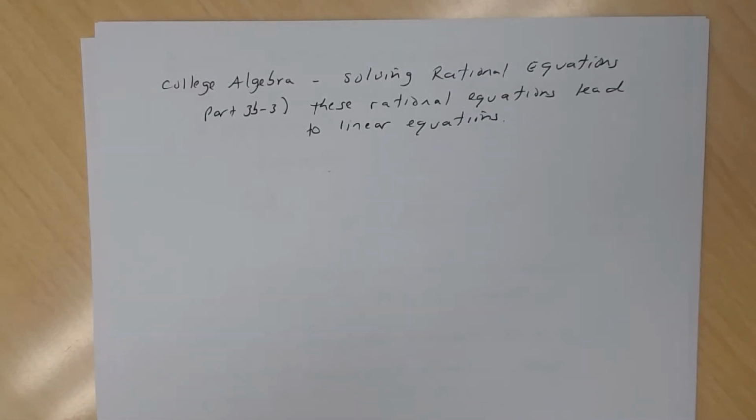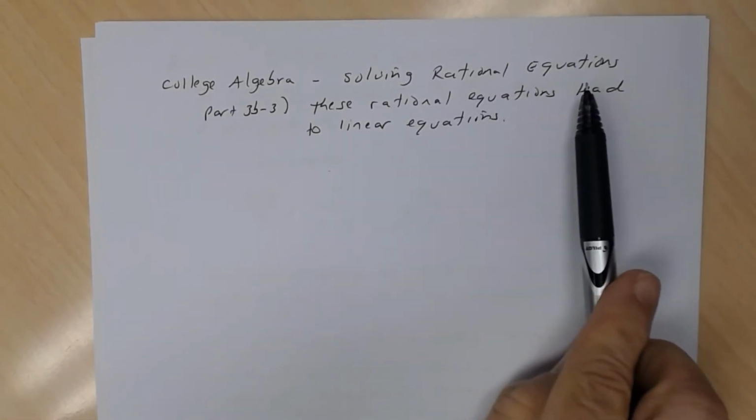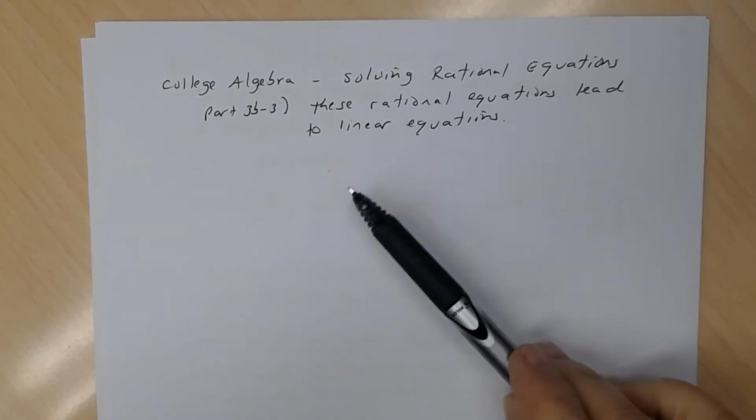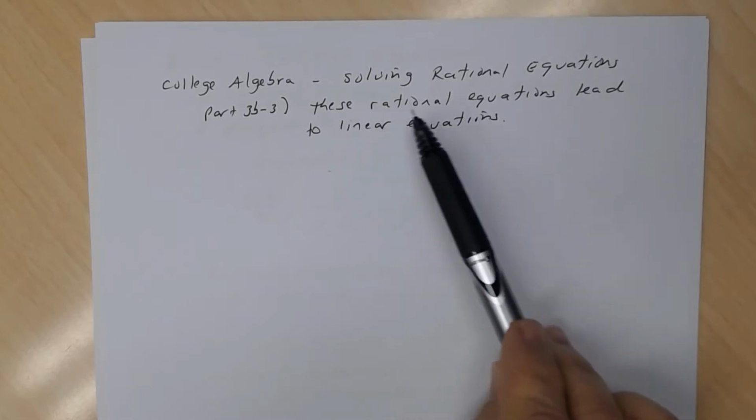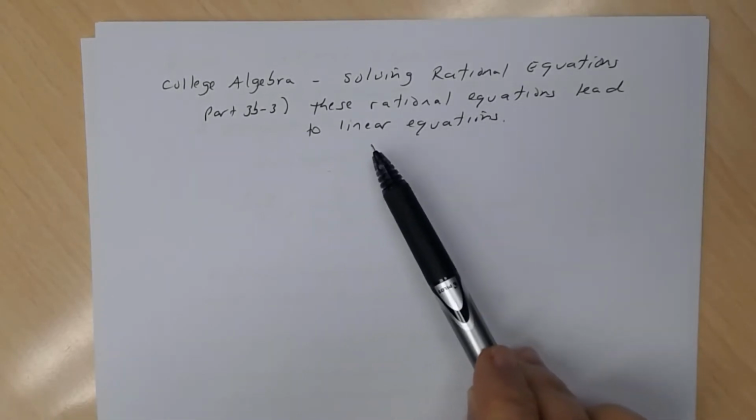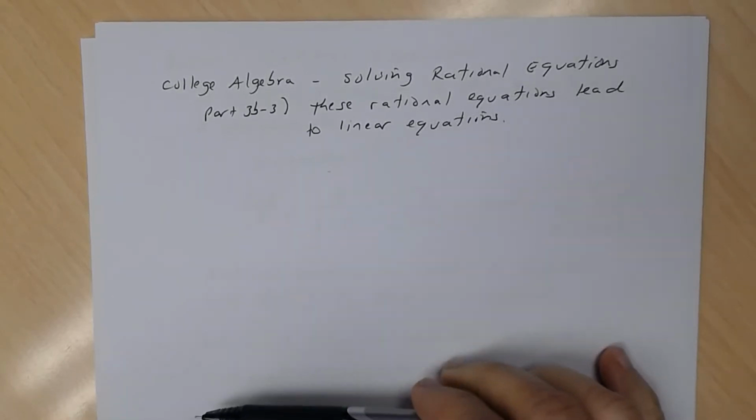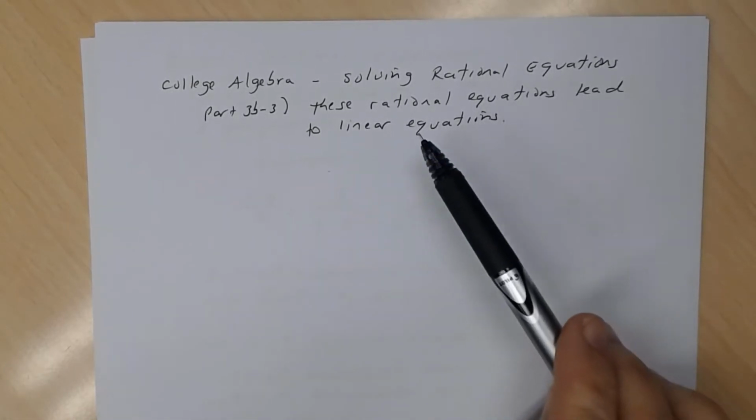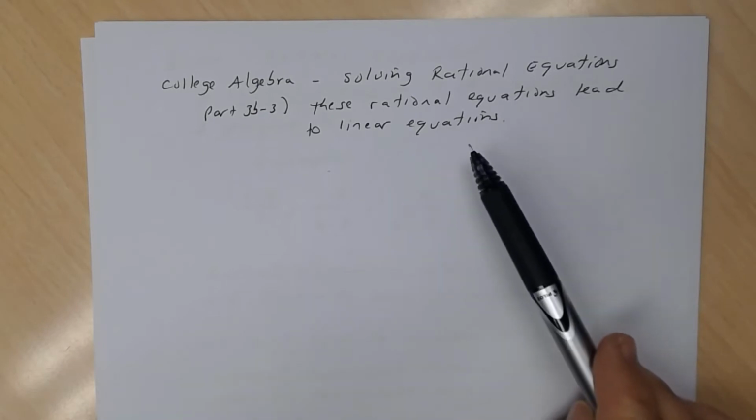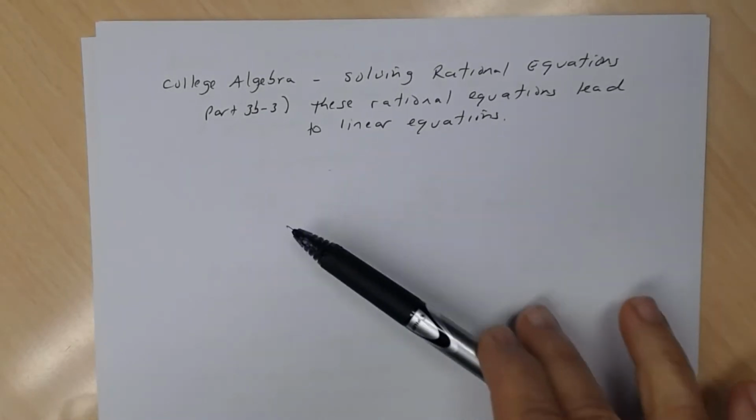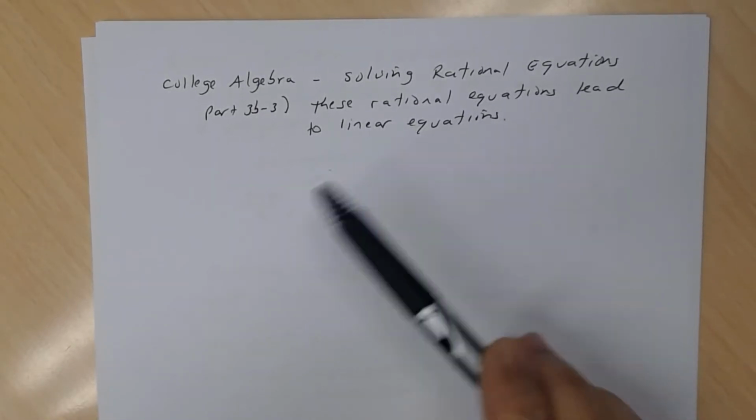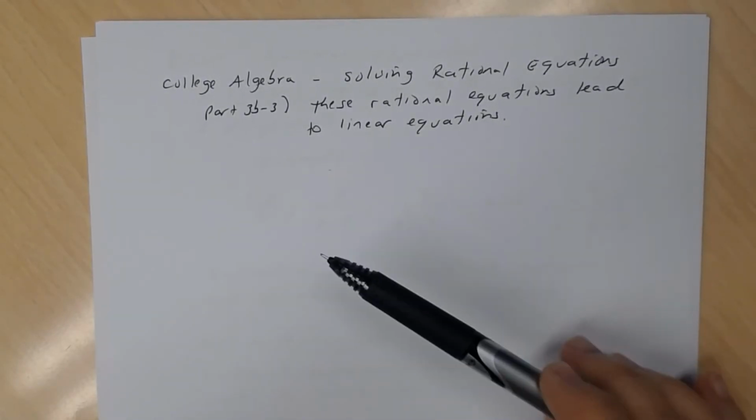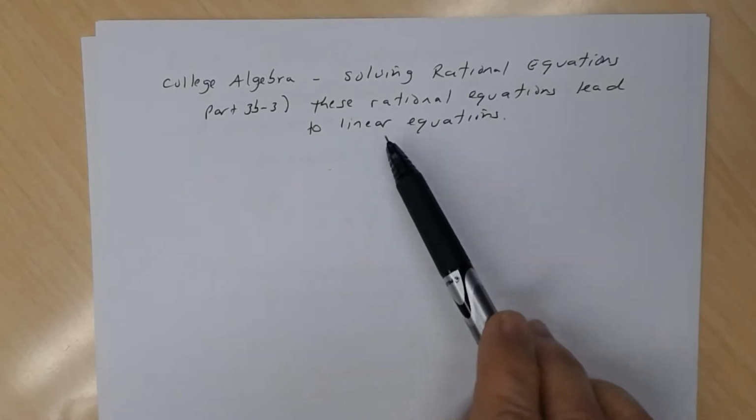Okay, so in this lesson, we're going to solve rational equations. As you go through the process of solving these rational equations, they will lead to linear equations. And in another lesson, these rational equations will lead to quadratic equations. But for these problems only, they're going to lead to linear. So it's going to be an easier lesson to understand than if it were leading to quadratic.